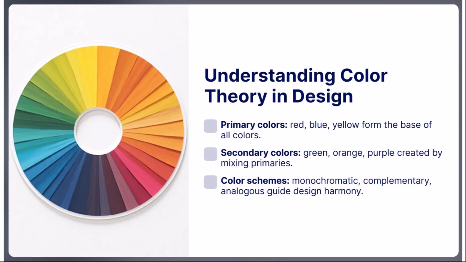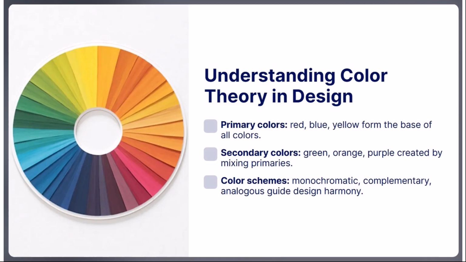Now, color schemes have to do with different patterns or orders of colors. We have what we call the monochromatic color, which is a single color with different tints or shades. That is monochromatic color. Complementary colors are colors that are opposite each other on the color wheel. All right, that is complementary colors. Analogous colors are colors that are side by side on the color wheel.